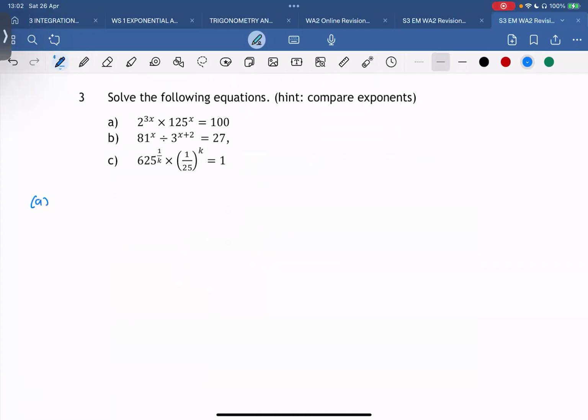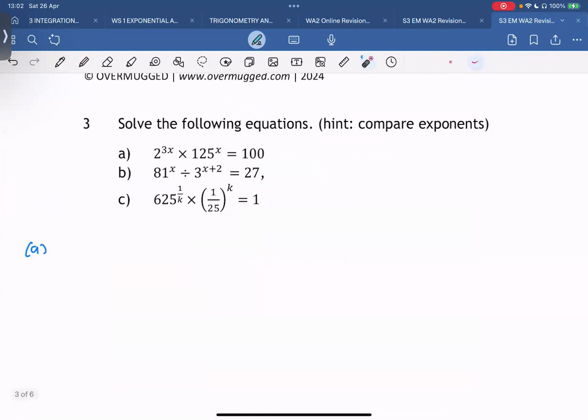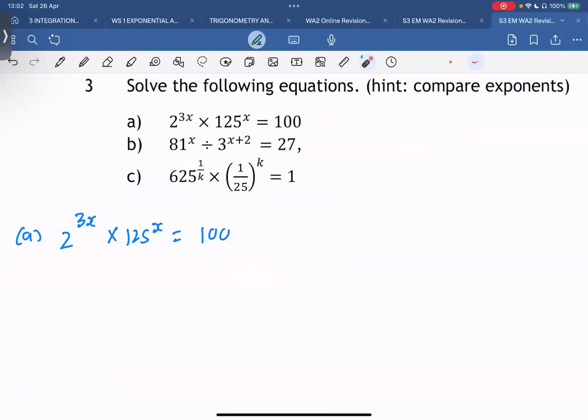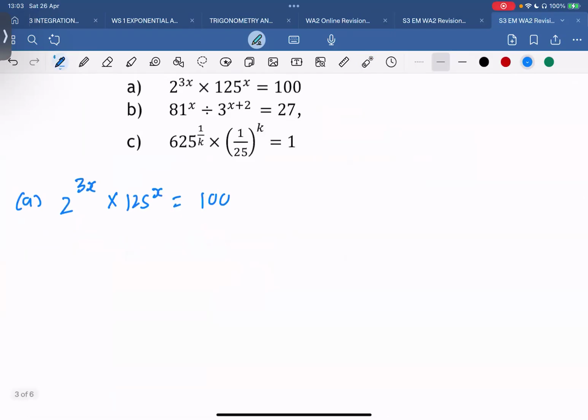Next, question 3. Solve the following equations. So the hint given to us is to compare the exponents. So for question A, in order to compare the exponents, we need to make them the same. So 125 can be converted into 5 cubed. Okay, so this will be 5 to the power of 3x equals to 100.